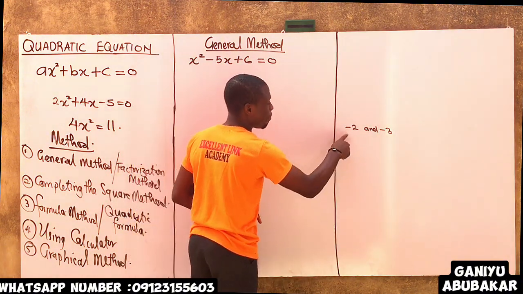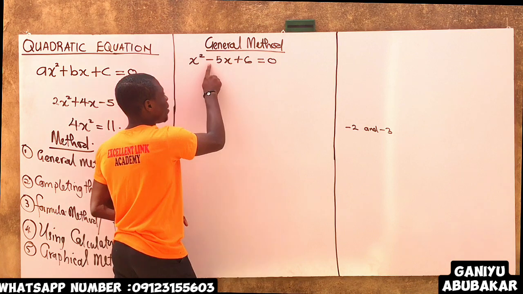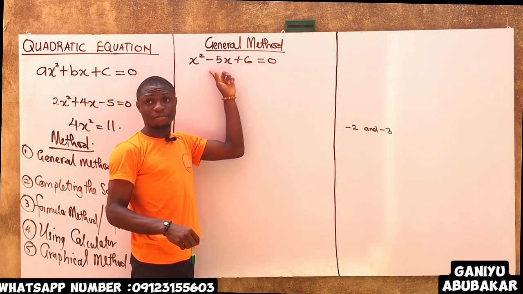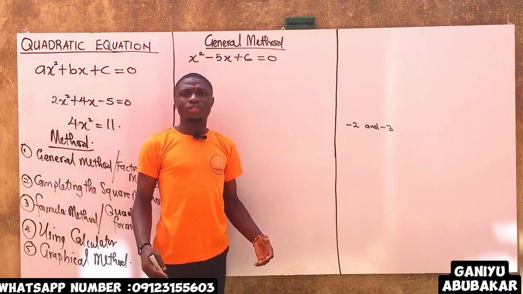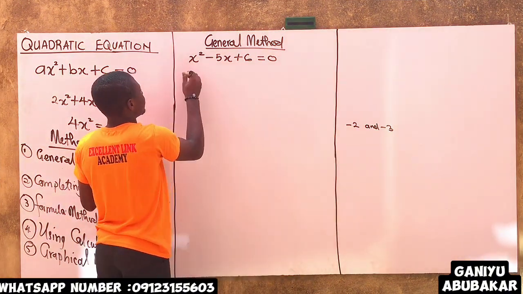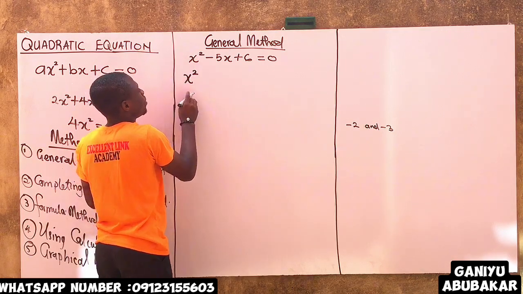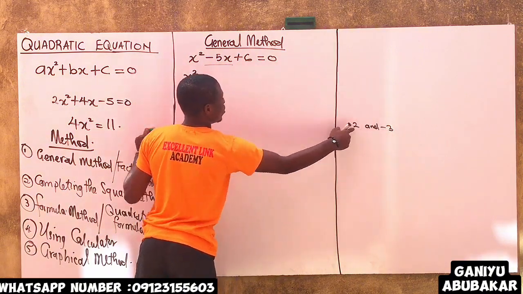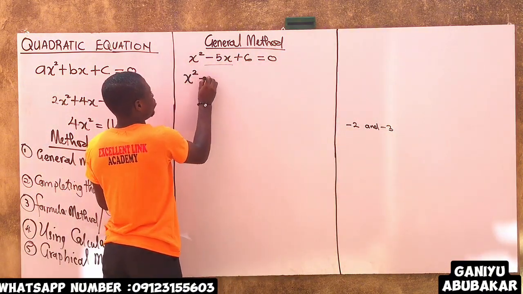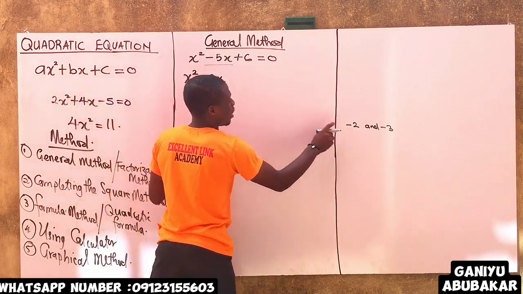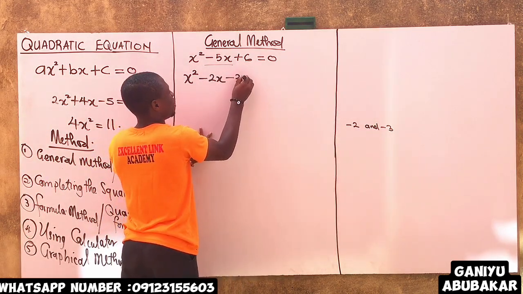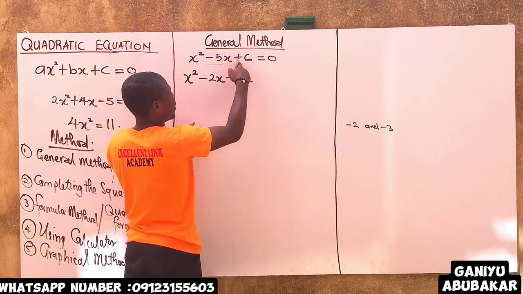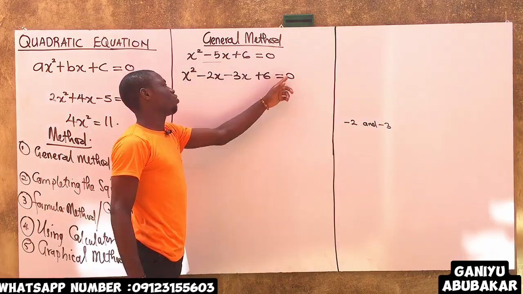Of course, add them up: minus 2 plus minus 3 is minus 5. So these are the two numbers that will give me 6 and minus 5. From here, I'll pick x squared. Now I am replacing minus 5x with these two numbers. The first is minus 2x, then I have minus 3x. So I've replaced minus 5x with these two terms, then I have plus 6 equal to 0.